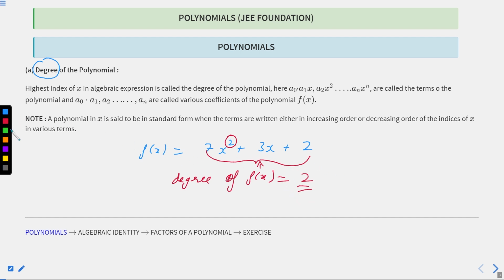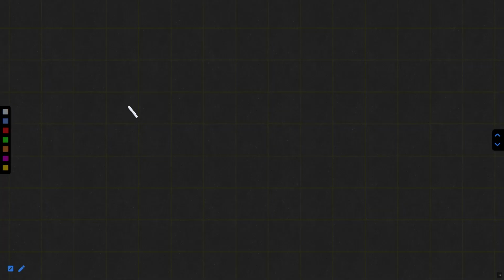If you take another example, let's say g(x) is another polynomial, 9x to the power 4 plus 2x. Here the degree of g(x) is equal to what? What is my highest power of x? This is 4, so the degree equals 4.